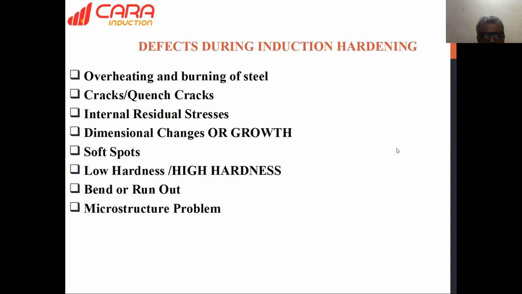Defects during induction hardening are overheating and burning, quenching cracks, internal residual stresses, dimensional change or growth, soft spots, low hardness, high hardness, bend, runout, and microstructure problems. Generally, these are the problems we face in induction hardening operations. Next.